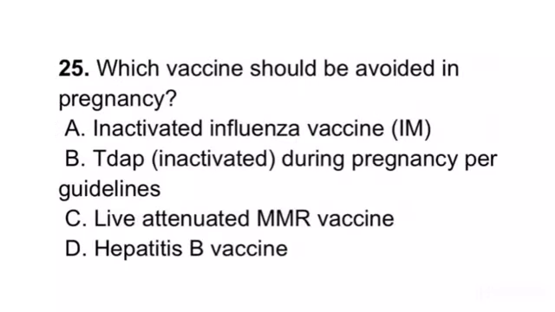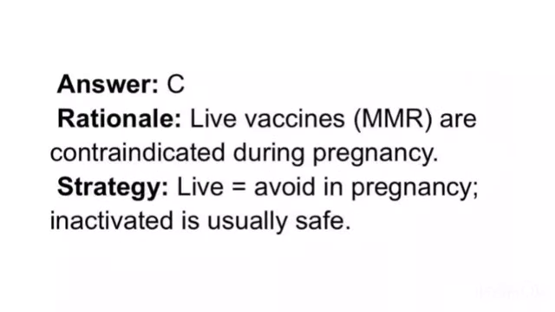25. Which vaccine should be avoided in pregnancy? A. Inactivated influenza vaccine, IM. B. TDAP, inactivated, during pregnancy per guidelines. C. Live attenuated MMR vaccine. D. Hepatitis B vaccine. Answer, C.